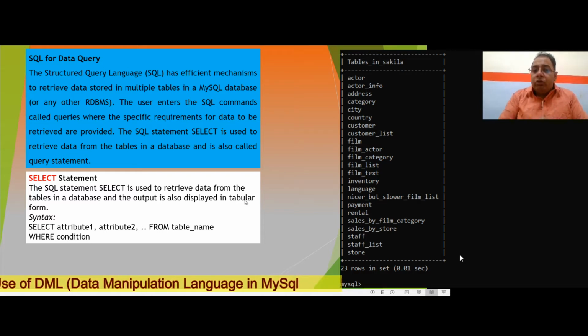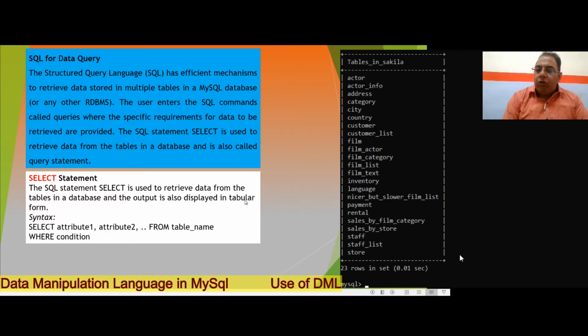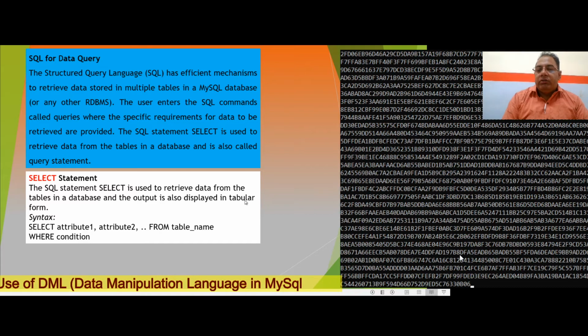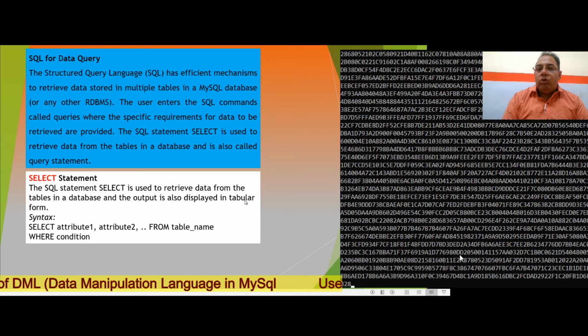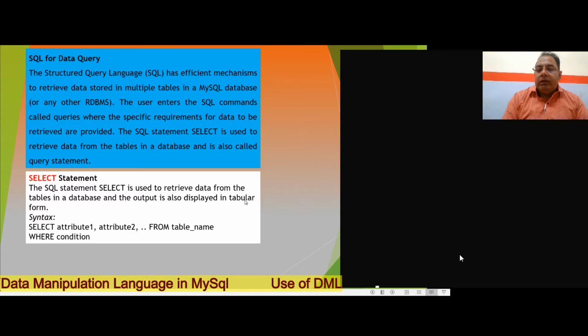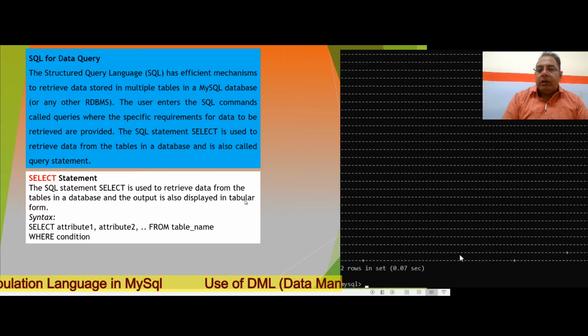I just want to display a single table. Suppose I want to display the data of the table staff. For the same, I will just write select star, all data of the table, from staff. Select star from staff means it will display all the data contained in the table staff. Yes, it will show like this, so much data is there in the table, and it continues and continues because a large volume of data is there.